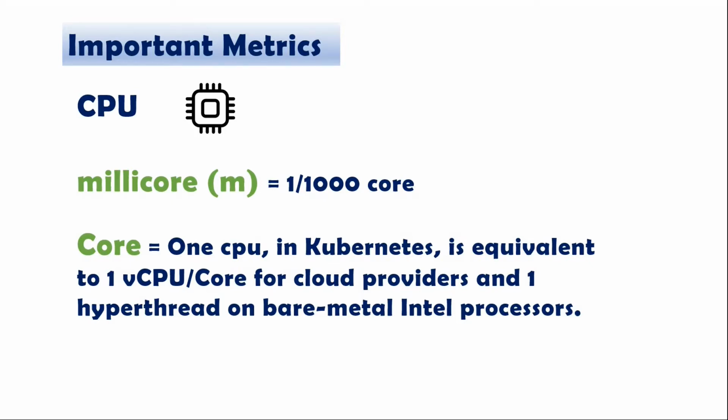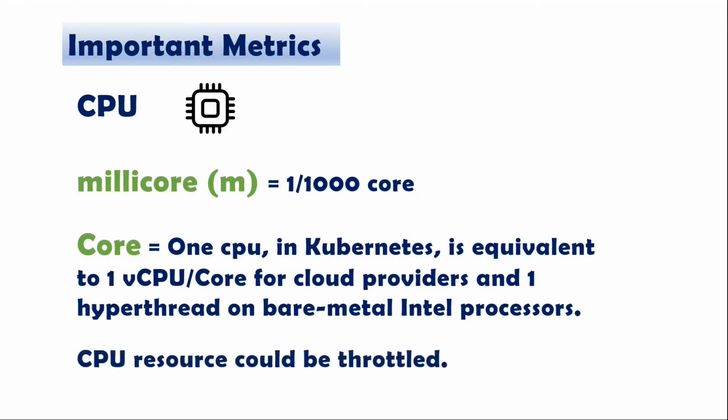Another thing I want to mention about CPU is that CPU resource could be throttled. Again, you might be asking, what does that mean? Well, that means your pod would not be able to go beyond the CPU limit that has been assigned to it. Next, let's talk about memory.